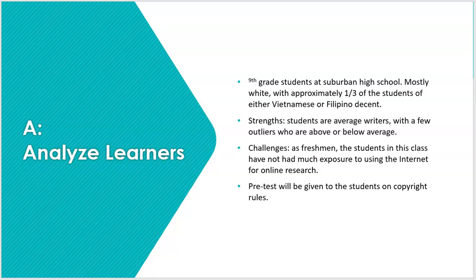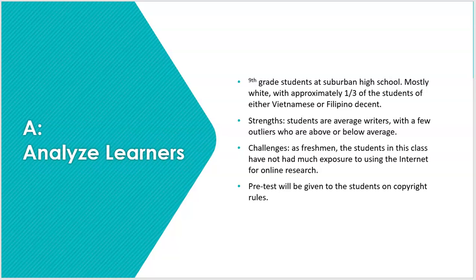The A of the Assure model asks us to analyze learners. So for this group of learners, I chose a demographic that's very similar to the community that I live in here in Oregon. So I chose ninth grade students at a suburban high school. They're mostly white, with approximately a third of the students of either Vietnamese or Filipino descent.